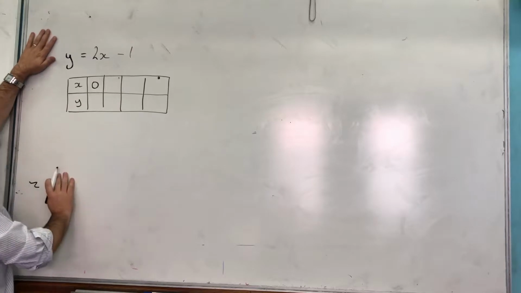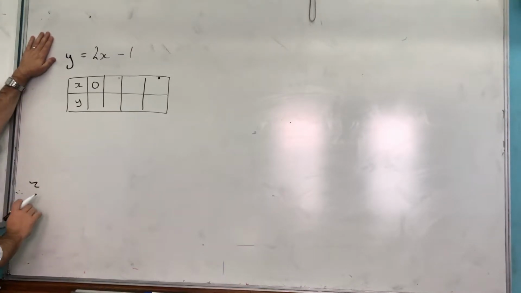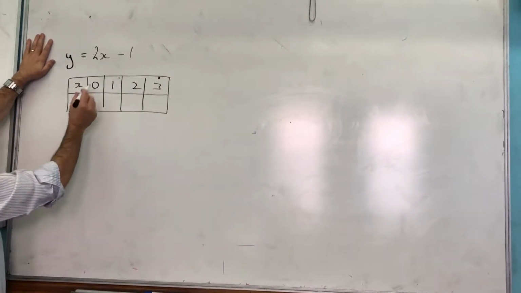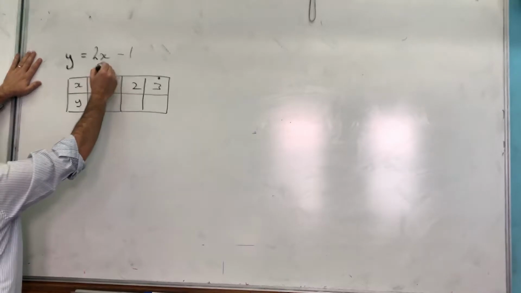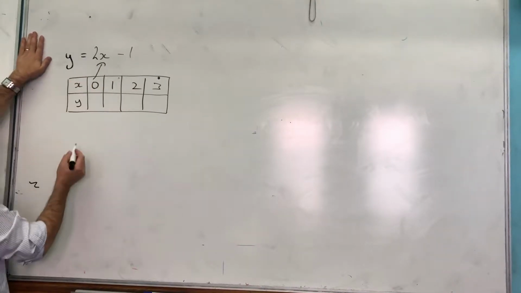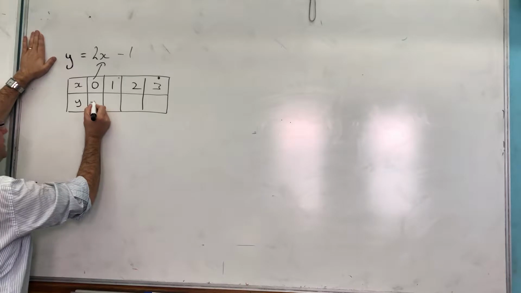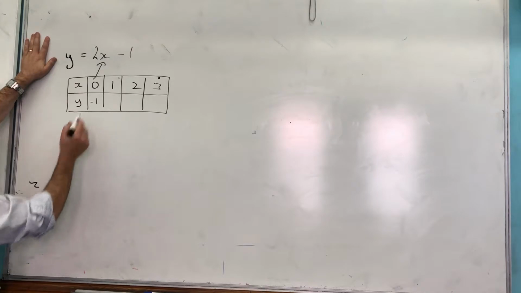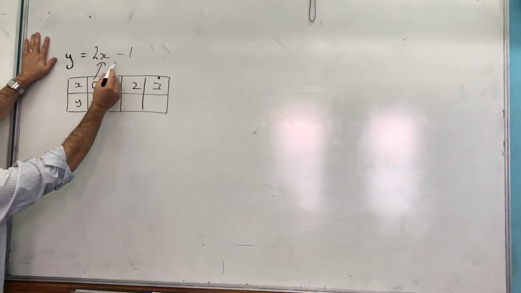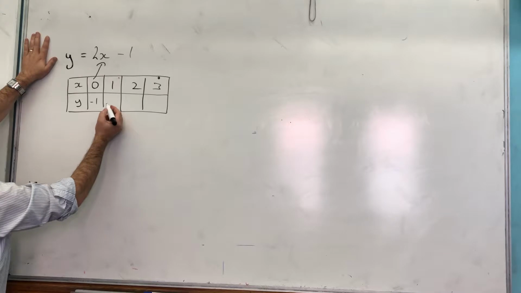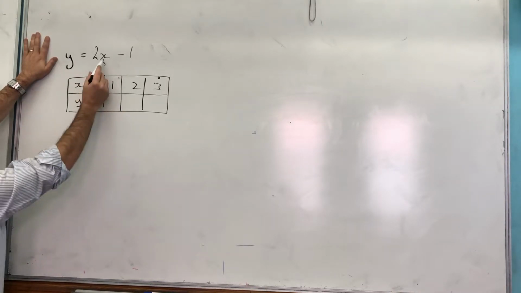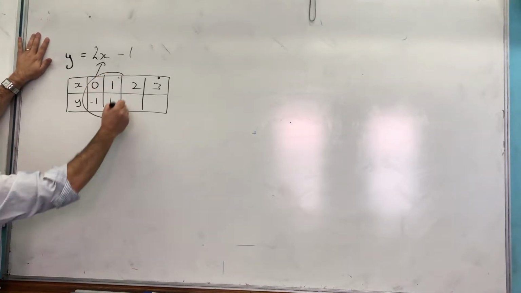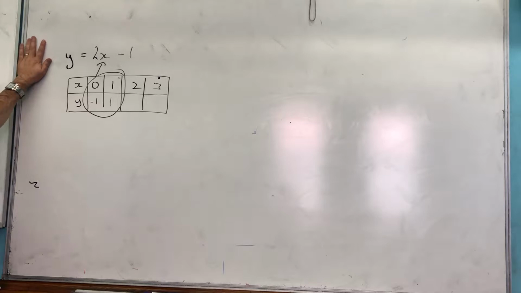I think 0 is a good one to start with because it's easy to do in your head, and then you can do 1, 2, 3, doesn't really matter. So when x equals 0, you substitute 0 into that. 2 times 0 is 0, so y is going to be equal to minus 1. When x equals 1, 2 times 1 is 2, minus 1 is 1, so the answer there is 1. So you've now got 2 points on your graph.